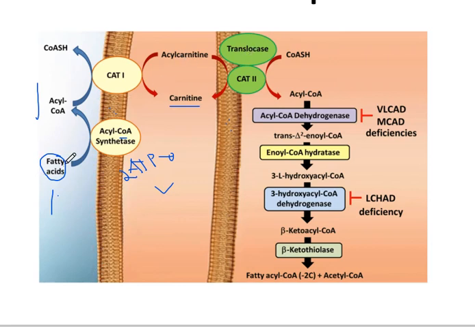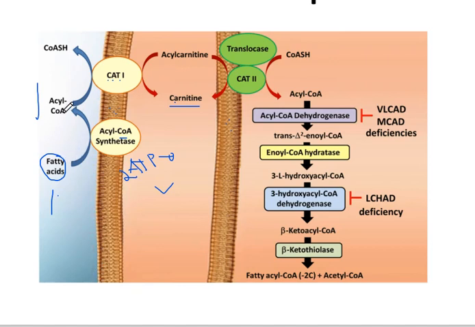Now, after the activation, that is the addition of the CoA enzyme to the fatty acid to form the acyl CoA, another enzyme called CAT1, which is carnitine acyl transferase 1, would transfer the acyl portion of the acyl CoA to the carnitine to form an acyl carnitine. So this one occurs in the intermembrane space.